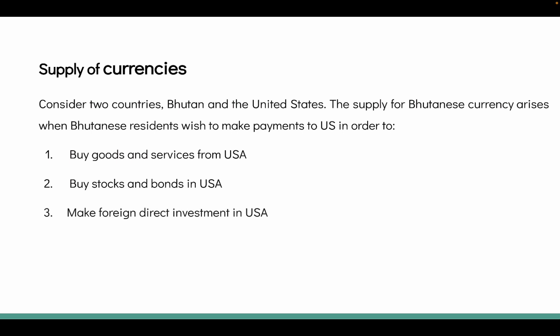And the third reason is to make foreign direct investment in USA. The supply of Ngultrum again arises when the Bhutanese residents wish to set up multinational companies in USA. And the last reason is if the Bhutanese wish to travel to USA, they have to exchange Ngultrum with US dollars. So therefore, the supply of Ngultrum arises whenever the Bhutanese residents wish to import foreign goods, invest abroad, and make a visit to foreign countries.